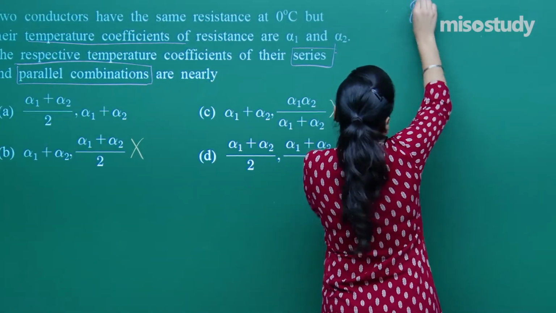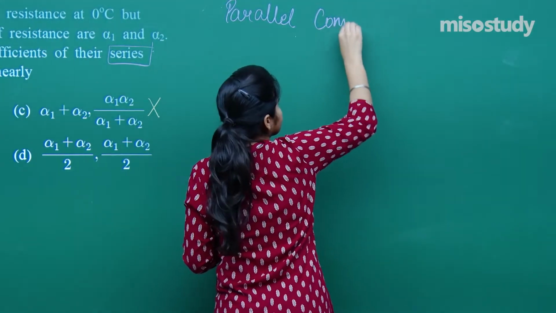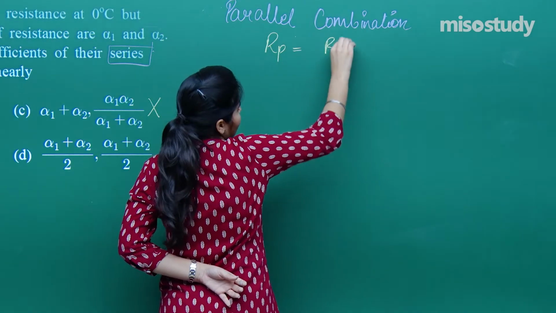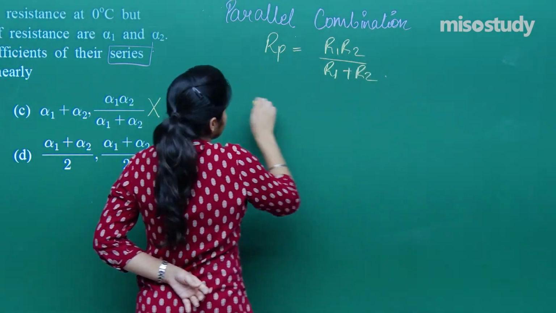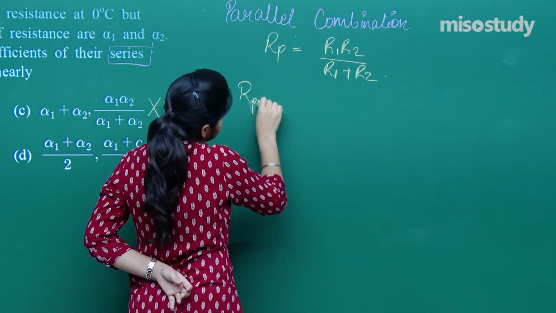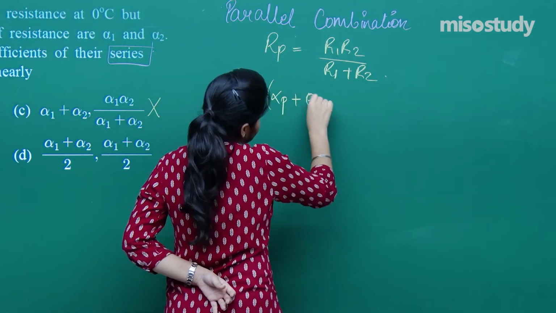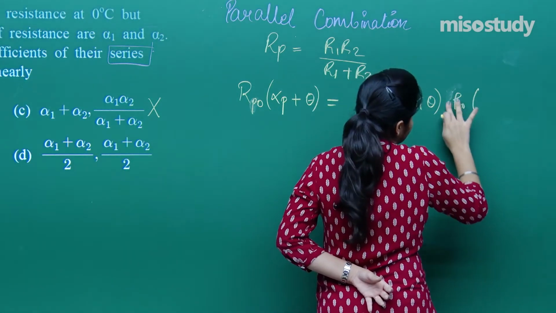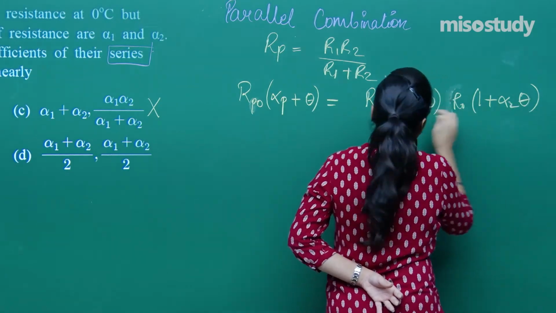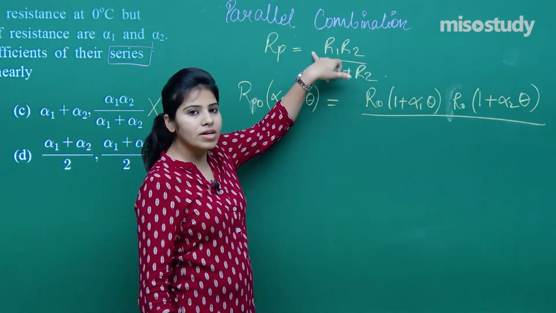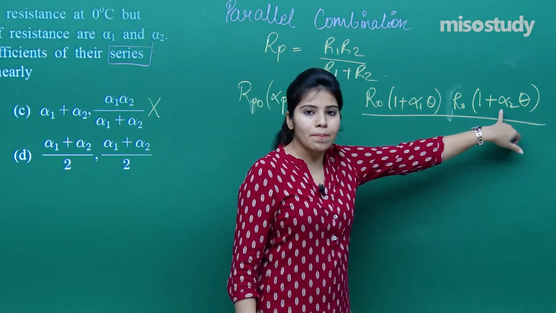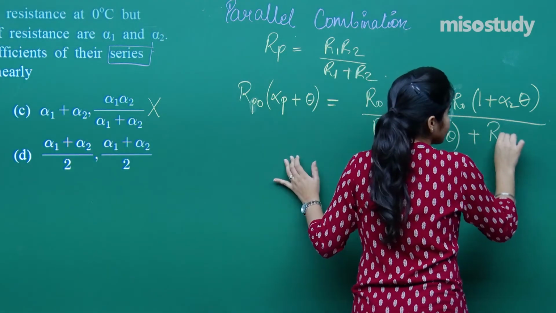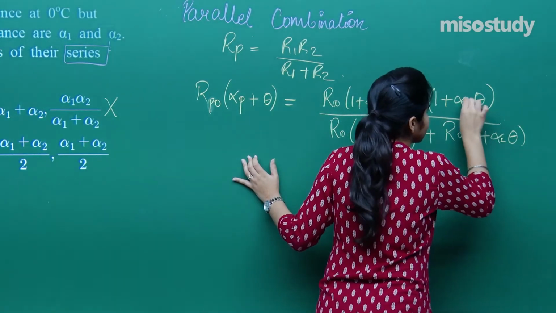Again, for parallel combination, we now have Rp equals R1 R2 upon R1 plus R2. So, your Rp into, you can write it as, Rp0 equals R0 (1 + alpha 1 theta) into R0 (1 + alpha 2 theta) divided by, you know what I am writing over here, R1 is R0 (1 + alpha 1 theta), R2 is R0 (1 + alpha 2 theta). Again, same terms, but in addition, plus R0 (1 + alpha 2 theta). This is nothing but the 2.